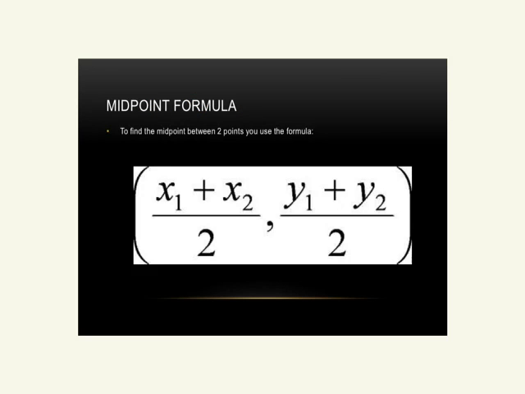Let's go ahead now and look at the second part of this lesson, and that's the midpoint formula. To find the midpoint between 2 points, you use the following formula. And this formula is really quite simple. If you want to find the midpoint between 2 points, you simply take your 2 points, you add the x's, and divide by 2. That will give you the x value of your midpoint. To find the y value of your midpoint, you add your 2 y values and divide by 2. So, x's added together, divided by 2, y's added together, divided by 2, and that will give you your midpoint.